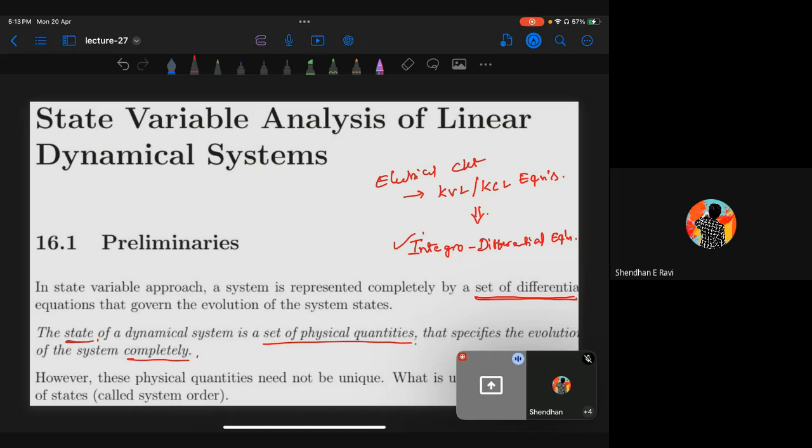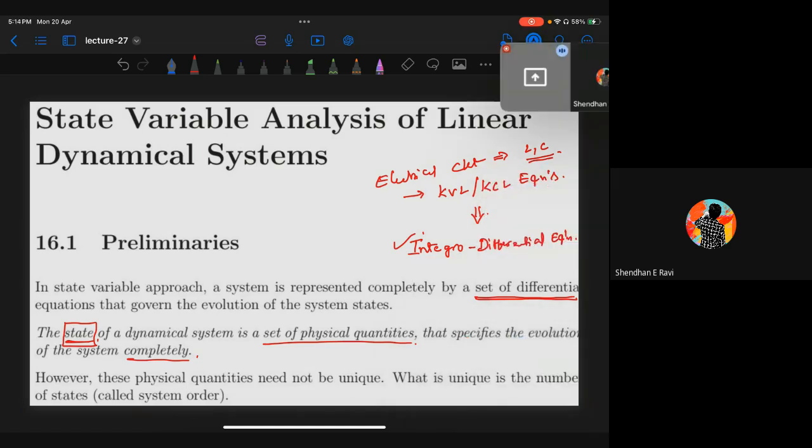Suppose you see any electrical circuit. If it has an inductor and a capacitor, then those two will reflect the evolution of the overall circuit behavior, correct? So we define the state based upon these two parameters, L and C. When we take up this example, you will understand what exactly the practical meaning of this state is. Again, it is the set of physical quantities.